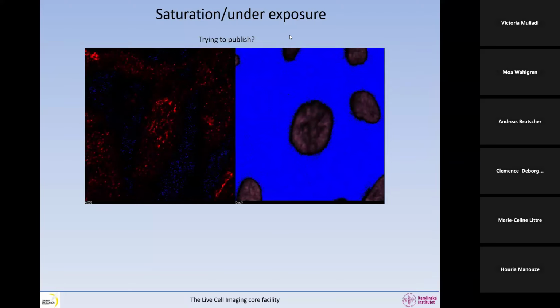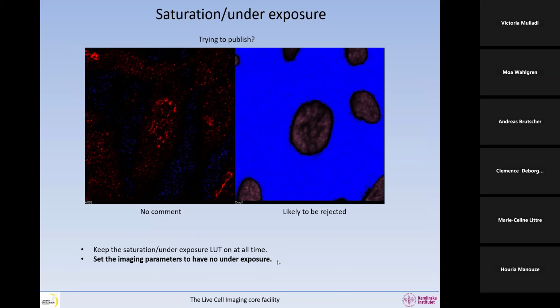So are you trying to publish? I think that this one will probably not attract any comment. You can see there's a little bit of blue in the background. That's okay. But this one is likely to be rejected. So keep the saturation and lookup table on the whole time. Set the imaging parameters to have no underexposure in the areas of interest.